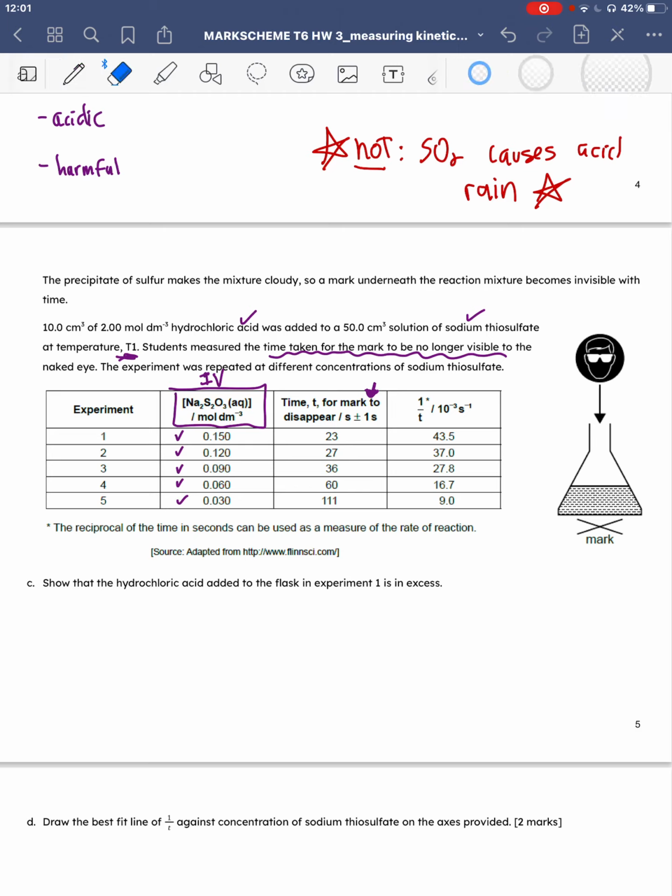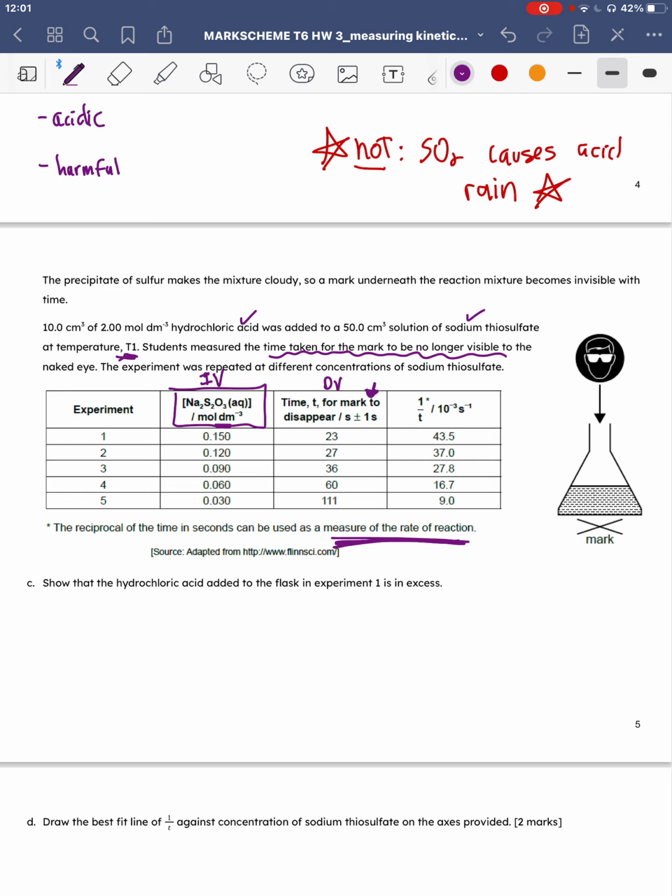So they were not measuring the rate of one entire reaction. They were not taking the rate of this reaction. They just got one data point, one time for the mark to disappear, the time the reaction takes. But the way that they're going to produce a graph here is that they did that for different concentrations of sodium thiosulfate. This is a little bit more complicated. In order to measure the rate, you actually take the reciprocal of time to measure the rate of the reaction. And they're going to walk us through that.